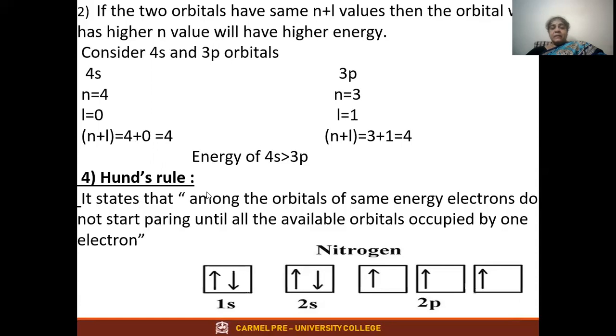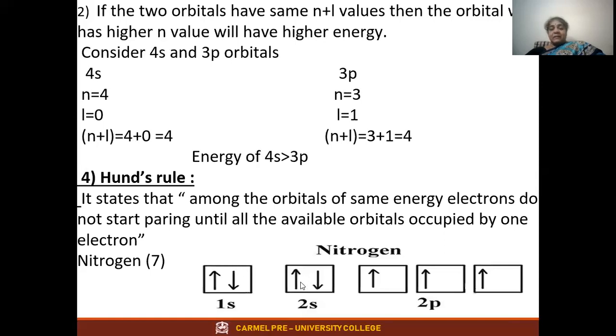Coming to the fourth one, Hund's rule. According to Hund's rule, among the orbitals of the same energy, electrons do not start pairing until all the available orbitals are occupied by one electron. Let us take nitrogen. Seven electrons are there for nitrogen, of which 4 you are going to allot here. The capacity of each orbital, as I told you, is 2. So 1s gives 2 electrons, 2s also gives 2 electrons. So 2 plus 2, 4 electrons are gone.